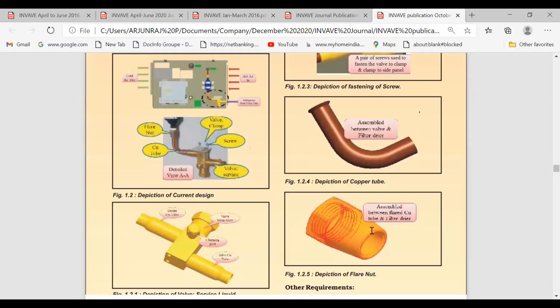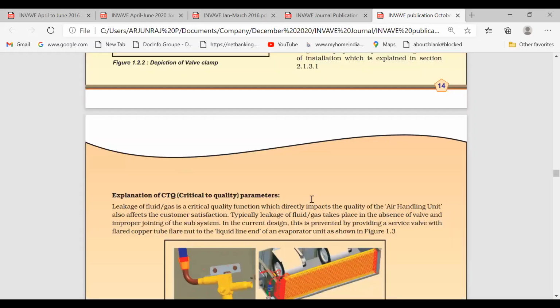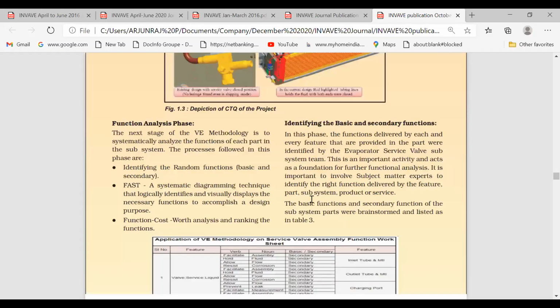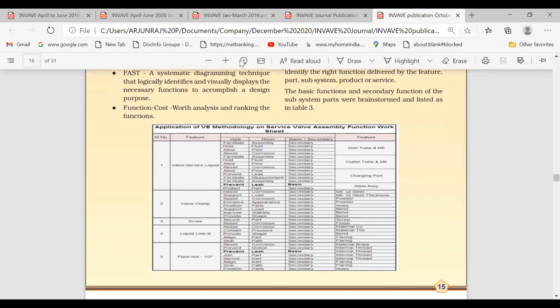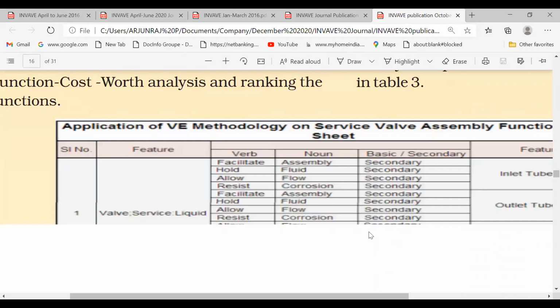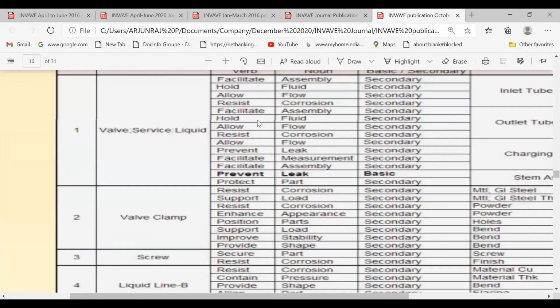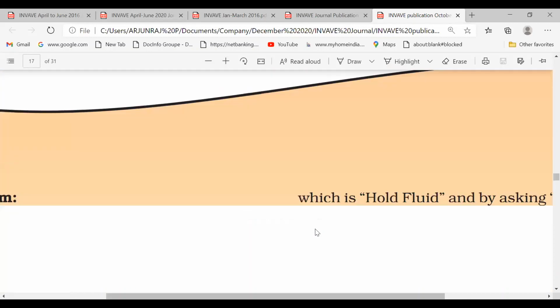In the pre-workshop phase, what they have done is they have understood all the individual components. What is the material? What is the design? They understood the current design basically. Then with that understanding, they have gone with a FAST function analysis, then the FAST diagram.